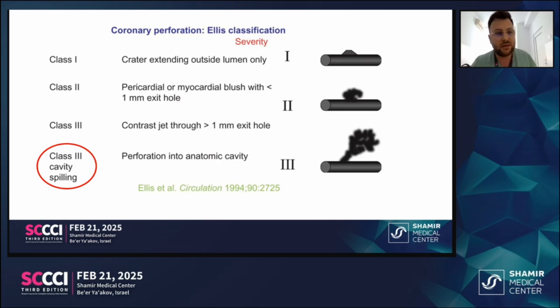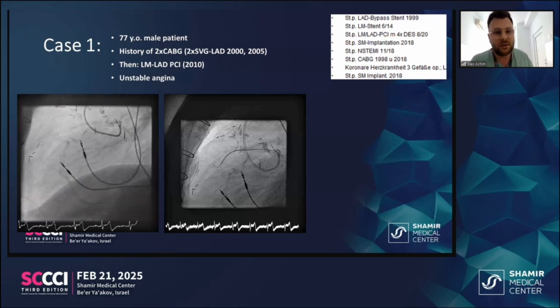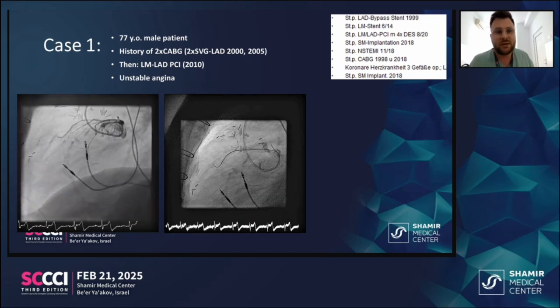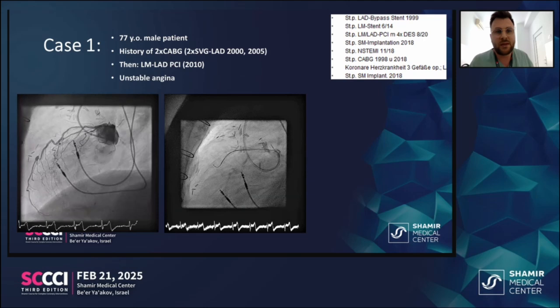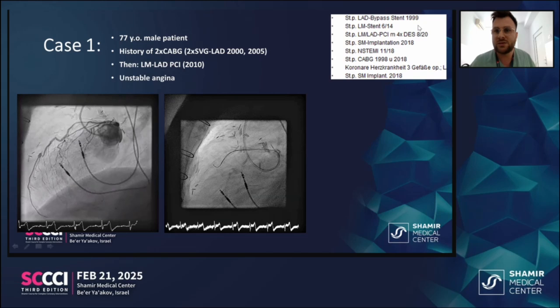But we also have the class 3C perforation, which means perforation into an anatomic cavity of the heart. I'm not sure whether every CTO operator sometimes encounters these types of perforation. Usually they occur during CTO or PCI. Actually, this case is from Austria when I was a fellow there, learning CTO PCI. It's a sad case of a 70-year-old male patient. You can see on the top right of the screen that he has a huge history.